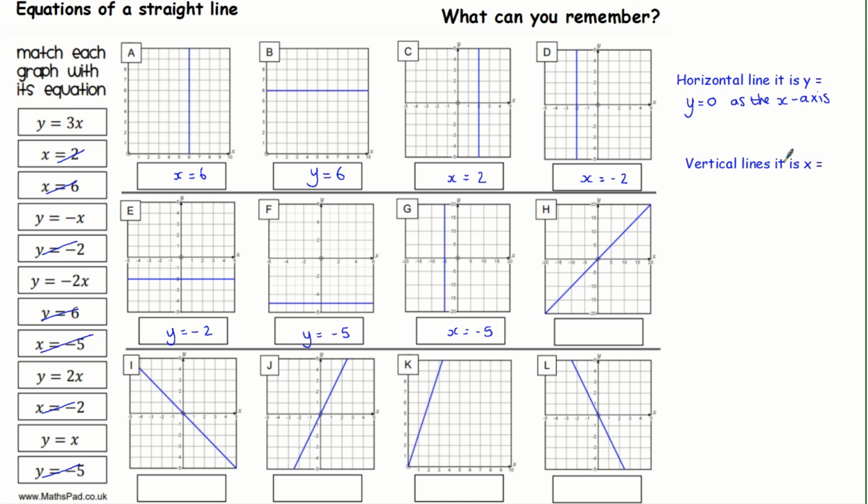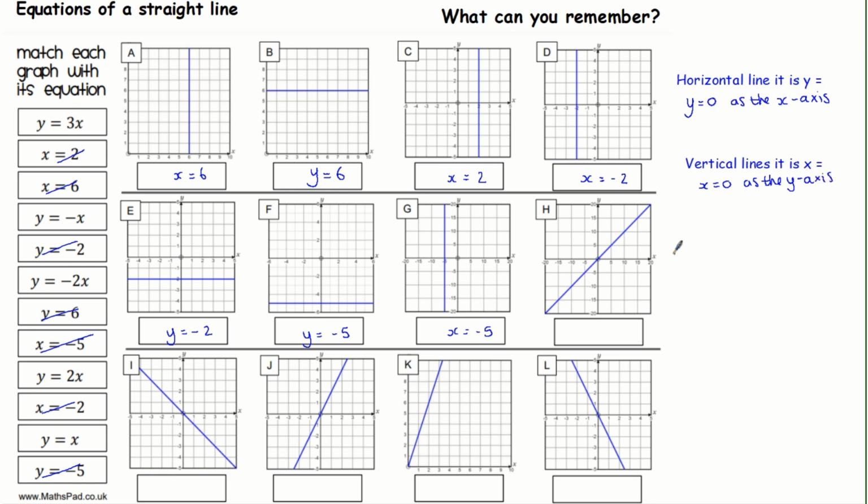Again, a vertical line is x equals something. However, if x equals 0, it'll be crossing through here. It's the same as the y-axis.